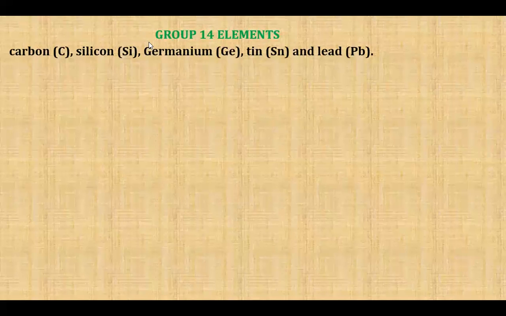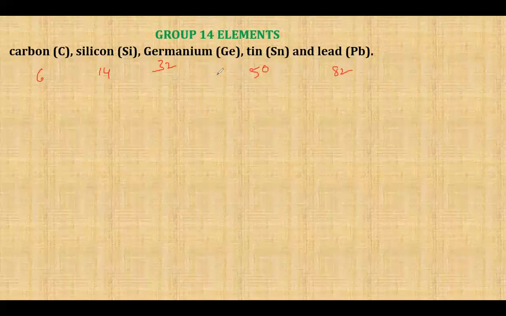Carbon has an atomic number of 6. Silicon's atomic number is 14, germanium's atomic number is 32, tin Sn's atomic number is 50, and lead Pb's atomic number is 82. Flerovium, a radioactive element, has an atomic number of 114. So these are the group 14 carbon family.